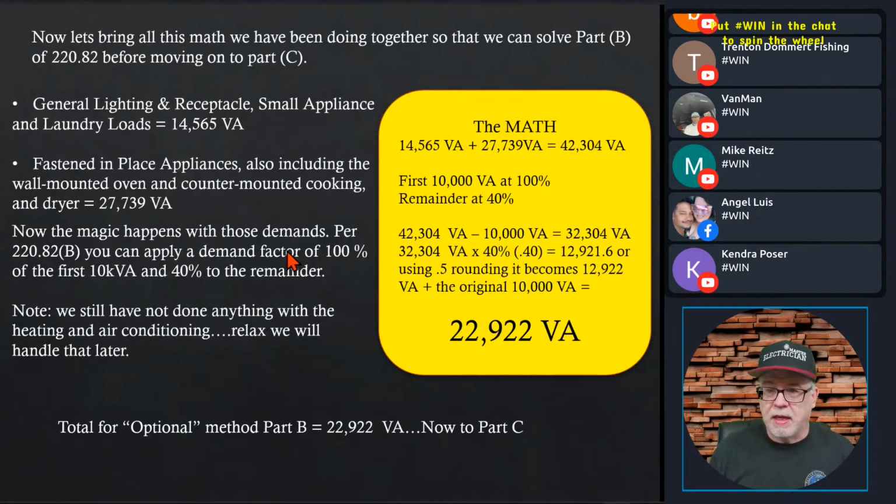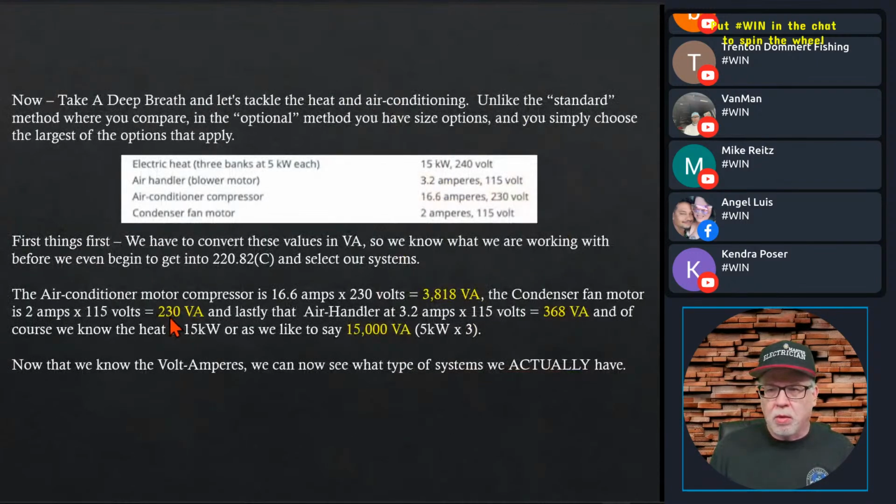All right. And you see how this is different than the standard method. We take the first 10, right? Now, that was 12,922. And again, we have to bring back that original 10 that we set aside, right? That's how we got the 22,922. But we're not done yet because now we have to move on to the heat versus AC, which is what we're going to cover in tomorrow's episode, right?